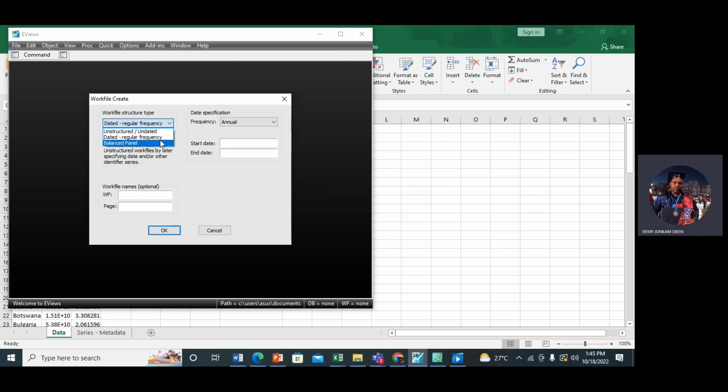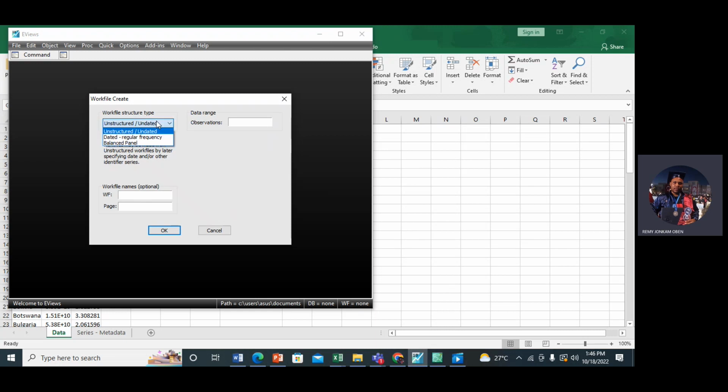If you are working with time series data, then you choose this one, dated, regular frequency, right? If you choose this one, you also come here. If it is annual data, that is every year, you choose annual. If it is every month, you choose monthly. If it is twice a year, you choose semi-annual, and so on. So we are choosing dated regular frequency for time series data. If it is cross-sectional data, you choose unstructured, undated.